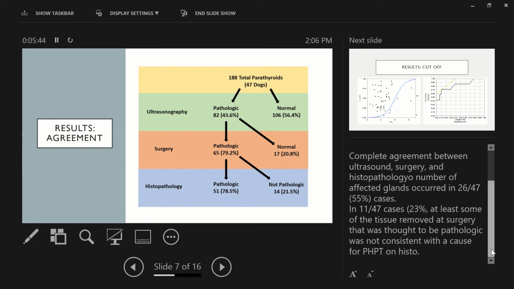And interestingly, we also found that in 11 out of 47 cases, which is 23% of the time, at least some of the tissue removed at surgery that we thought to be pathologic, which was the reason we took it in the first place, was not consistent with a cause for primary hyperparathyroidism on histopathology.